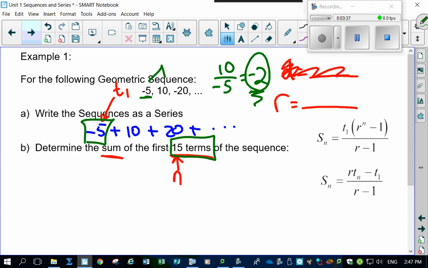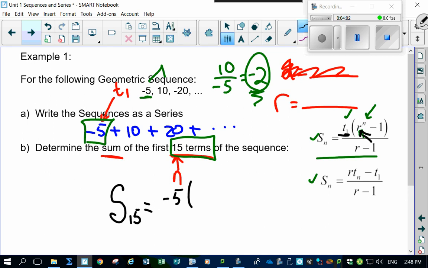So what do we got? We have two possible formulas we can use here. We have T1, yes, we've got r, yes, we have n. We're good to go. That's the formula I'm going to use right off the bat. I won't even look at the other one. So this now means the sum of 15 terms equals, well, T1 is minus 5, bracket r, we figured out to be, oh, there it is, minus 2 to the power of n. Remember, there's n. Those n's have to be the same. So it's minus 2 to the power of 15.